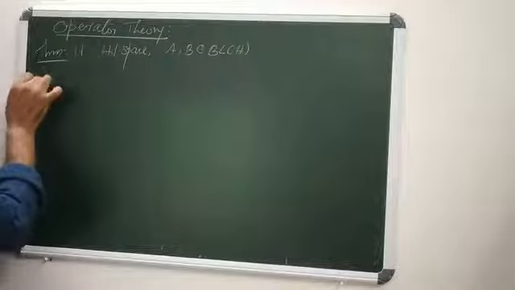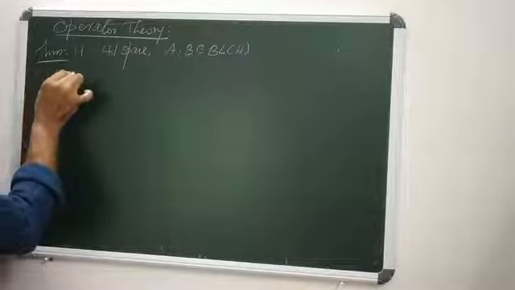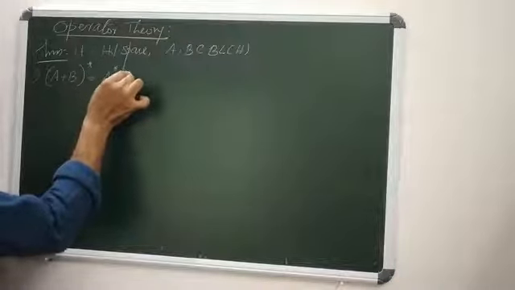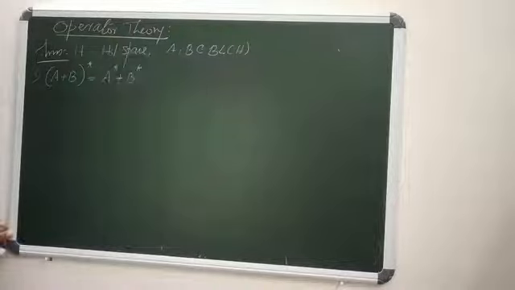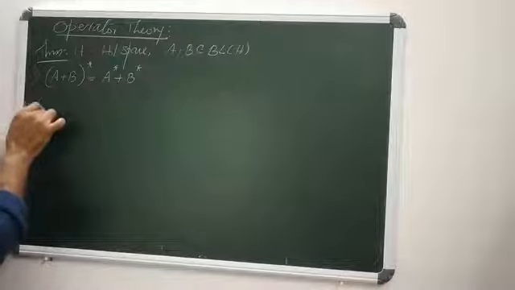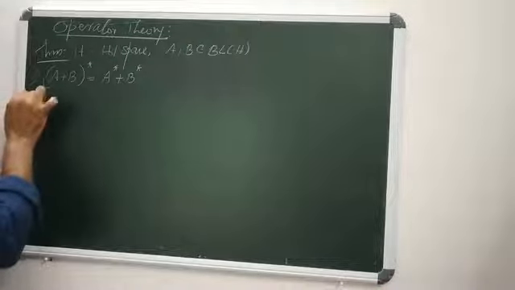Then our first property is (A plus B) star equals A star plus B star, or B star plus A star, whatever may be. This is our first property. (A plus B) star equals A star plus B star. How to prove this one? This can be proved this way. Consider for that proof.